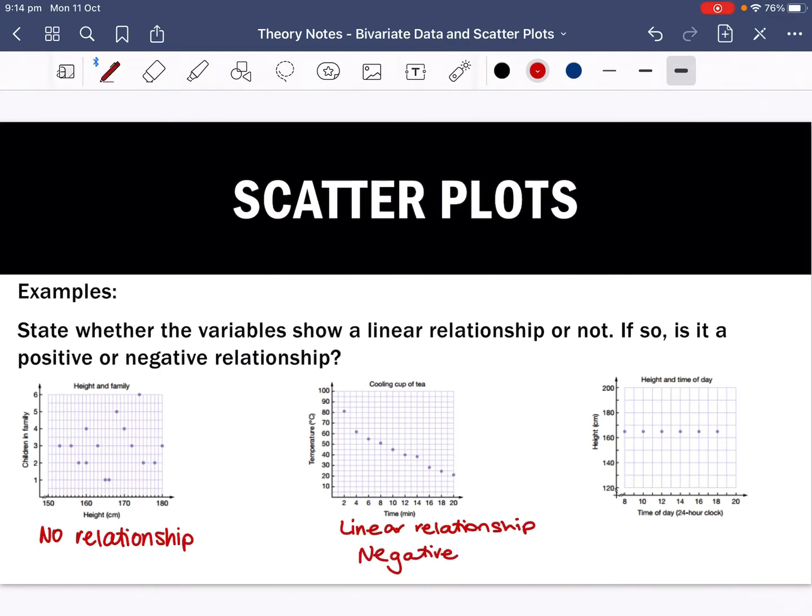And our last one here, it is a linear relationship as we can draw a straight line. However, it is neither negative or positive. So it has a linear relationship, but there is no relationship linking the variables. So although we can draw a straight line, there is no relationship linking the actual variables.